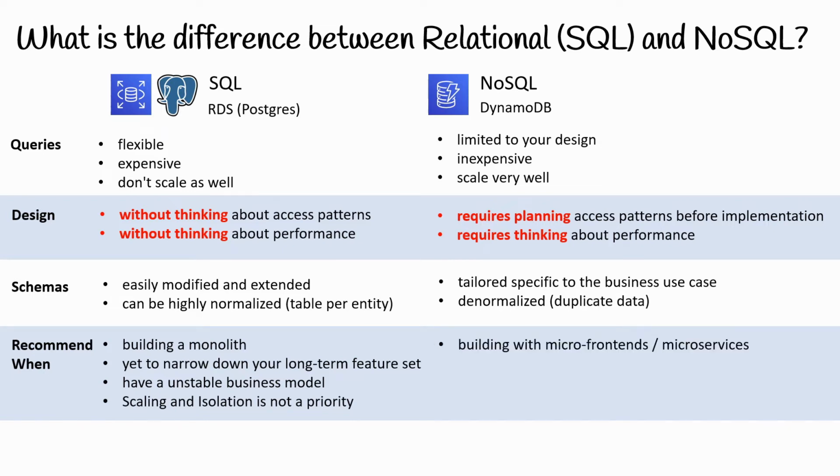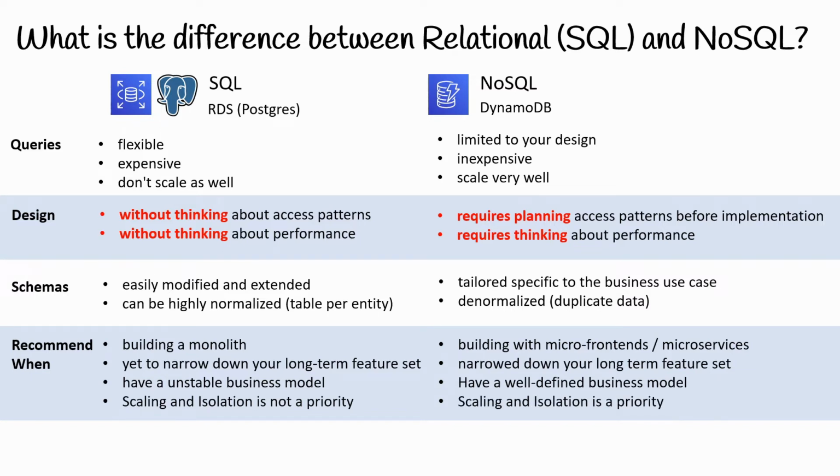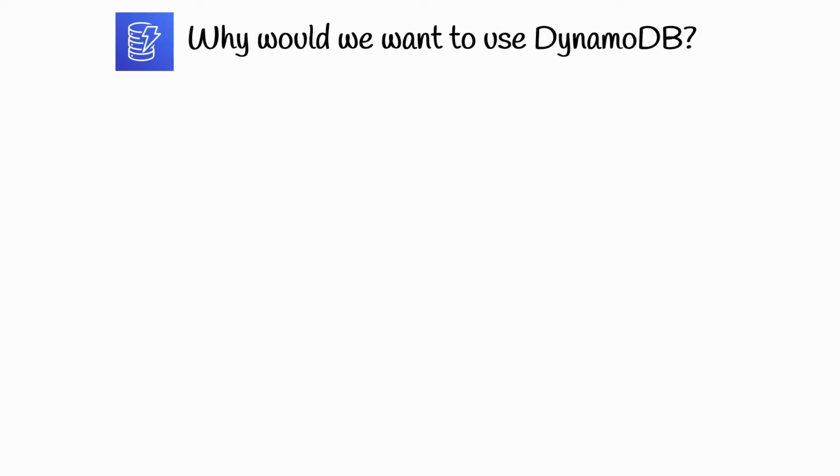For DynamoDB, if you're building micro frontends or microservices, DynamoDB is a really good fit. If you've narrowed down your long-term feature set, if you have a well-defined business model that's working for you and your priority is now scaling isolation, then DynamoDB is really, really good. So why would we want to use DynamoDB?